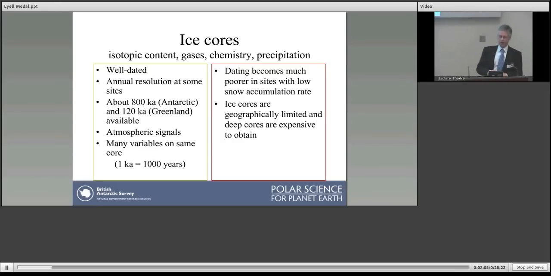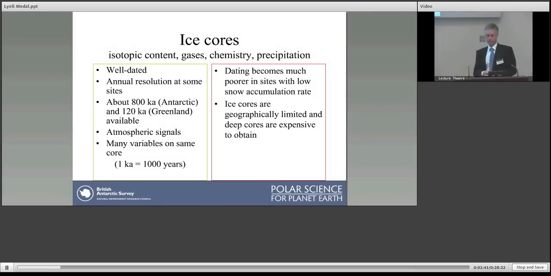They go back 800,000 years, that's a long time for me. Okay. First cores I drilled were only 20 years long, and I thought 100 was great. 120,000 years in Greenland. They're atmospheric signals. I know we all do a lot on the ocean, but the atmosphere is quite important. Most of us live in it. So knowing what's in the atmosphere is quite important. And you get a lot of variables on the same core. So the greenhouse gases, something about solar forcing, something about volcanism. So all those forcing factors, all in the same core as a climate record.